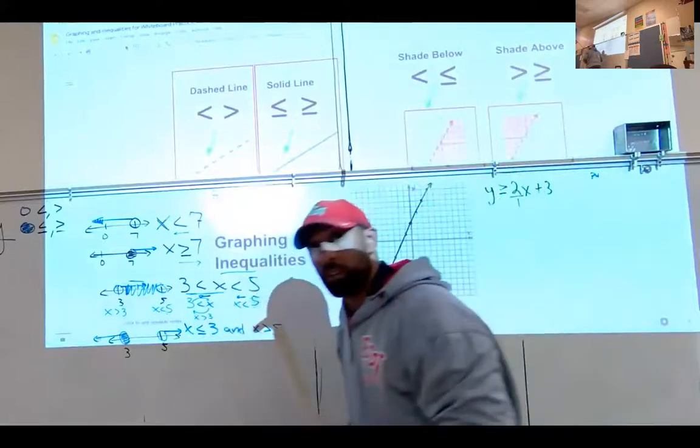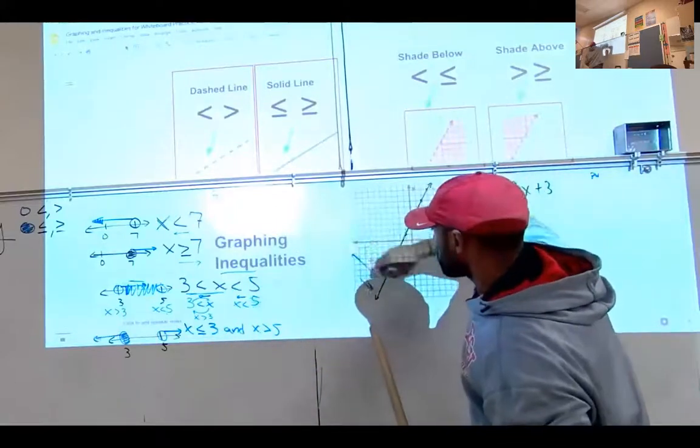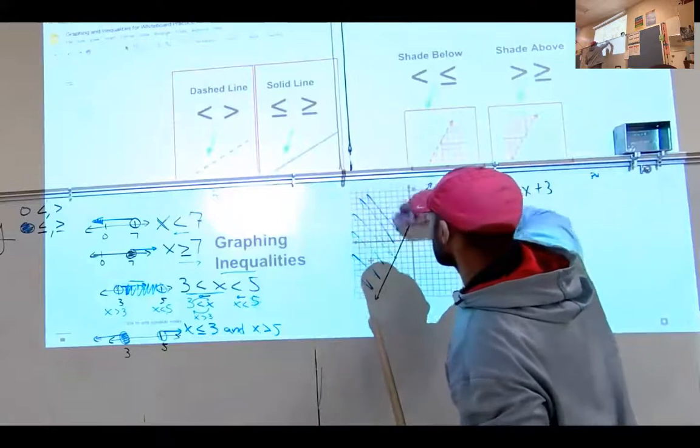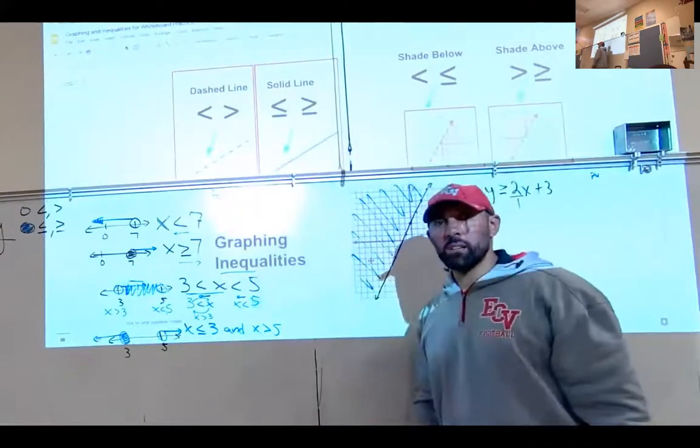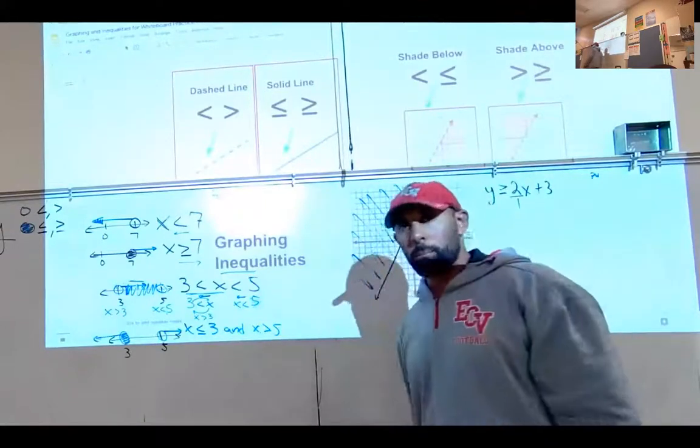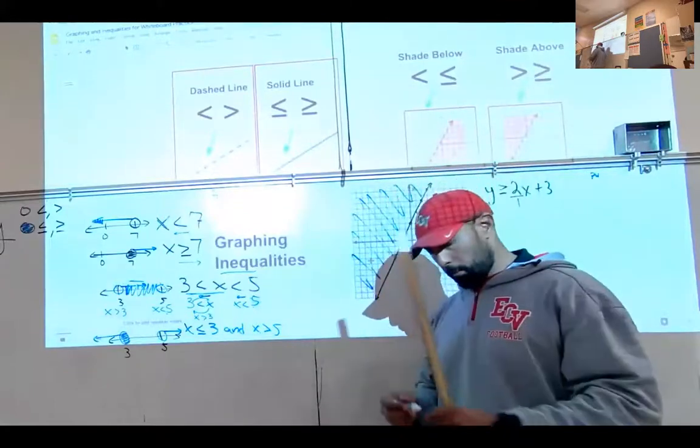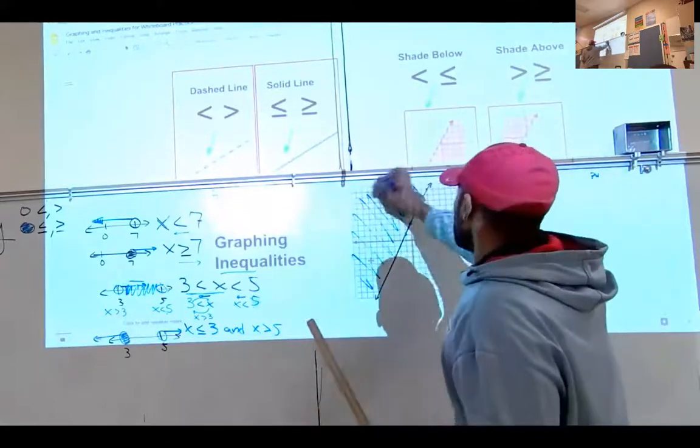So then what I do to complete my graph is I just shade this whole area. Now, if you guys are doing IXL, all you got to do is bloop, hit the button and it just shades the whole thing, okay?